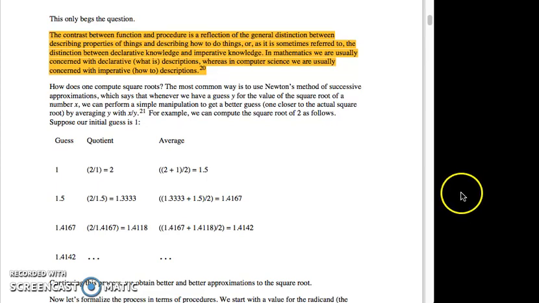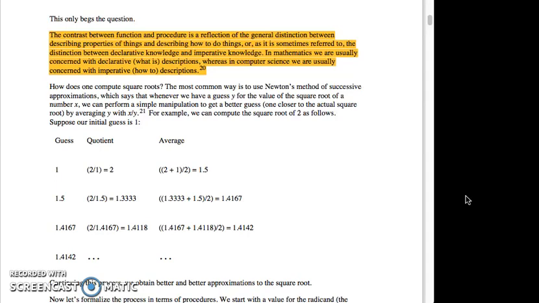The most common way is to use Newton's method of successive approximations, which says that whenever we have a guess y for the value of the square root of a number x, we can perform a simple manipulation to get a better guess, one closer to the actual square root, by averaging y with x divided by y. For example, we can compute the square root of 2 as follows.